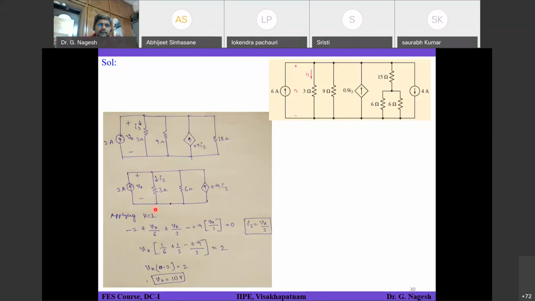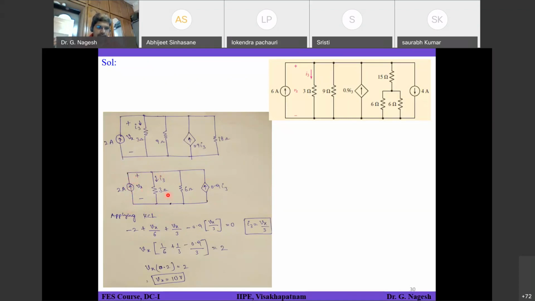Now I am applying KCL in such a way that the sum of all currents leaving the top node is equal to 0. If you see the current source, 2 amperes is coming in the inward direction, that means into the node. But my KCL rule is that all currents coming out of the node sum to 0. So what is the current coming out of the node in this branch? It will be minus 2. Since 2 is flowing upward, as we already observed, minus 2 will be the current leaving the node.